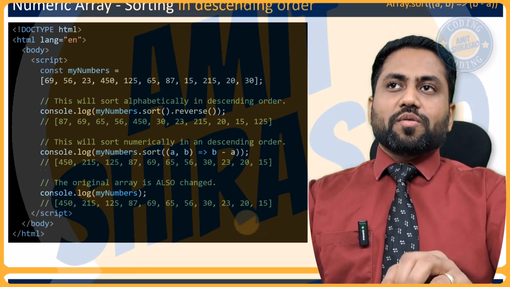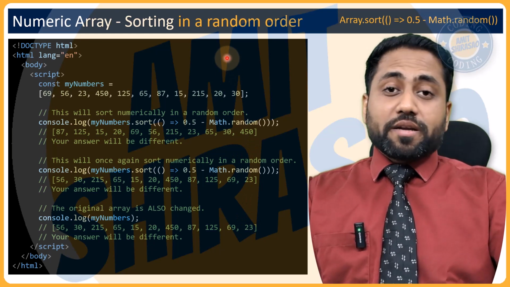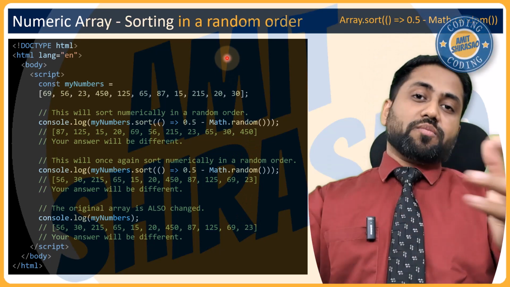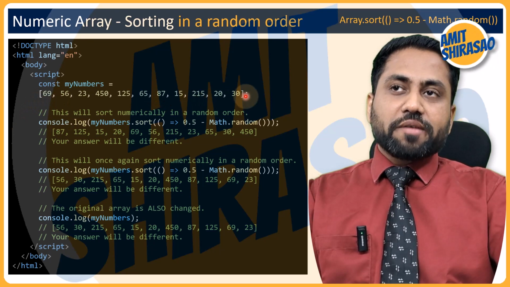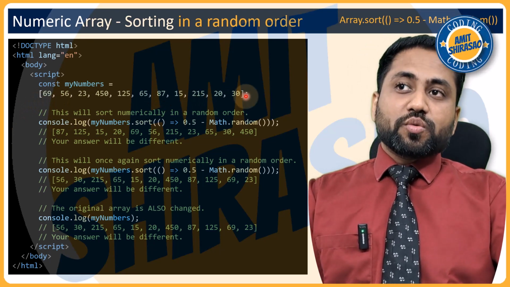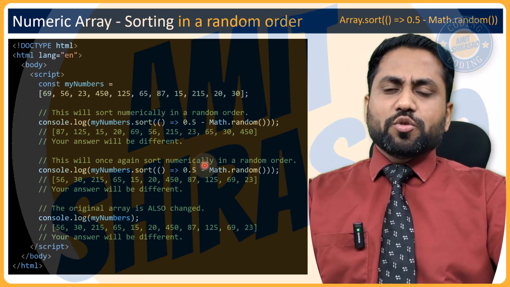Now, how will you sort in a random order? Let us say that I just want to shuffle the numbers. I just want to shuffle this array into a random order. So how will you do that? Use your logic here.